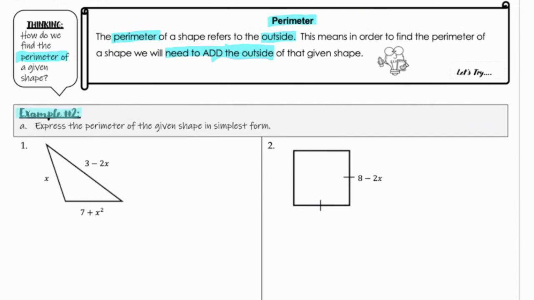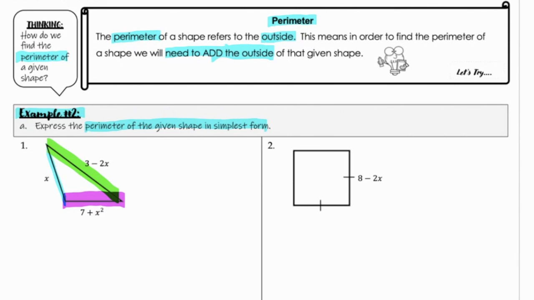In example 2, they want us to express the perimeter of the given shape in simplest form. In this shape, I have 1, 2, 3 sides. All 3 sides are represented by some expression, right? That blue side I highlighted is x. The green is 3 minus 2x. And the pink is 7 plus x squared.